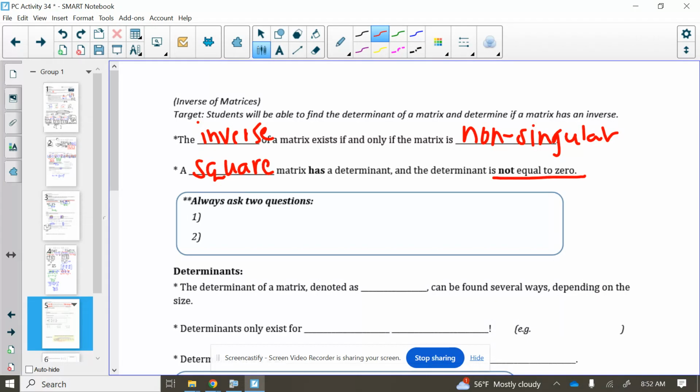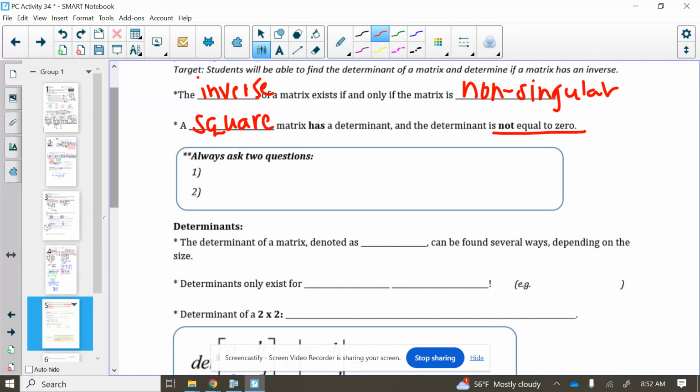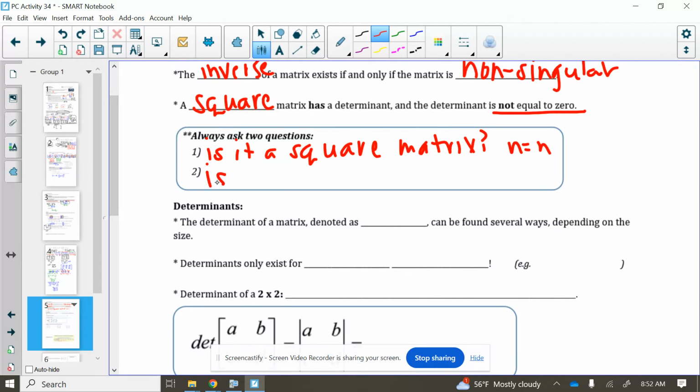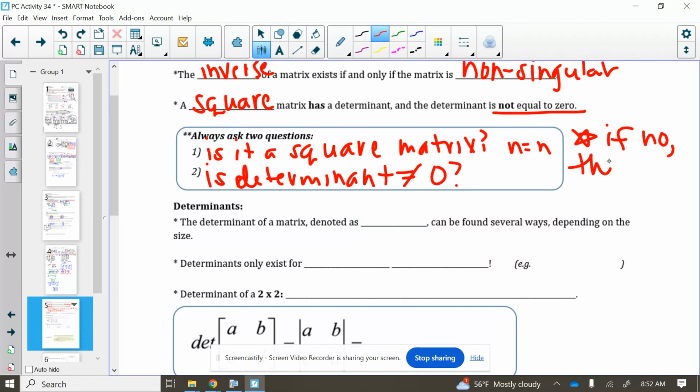So essentially each time, if an inverse is going to exist, you want to ask yourself two questions. First of all, is it a square matrix? So your rows and your columns match each other, N equals N, they're the same. And you want to determine, is the determinant not equal to 0? If the answer is no to either of those, then your inverse does not exist.